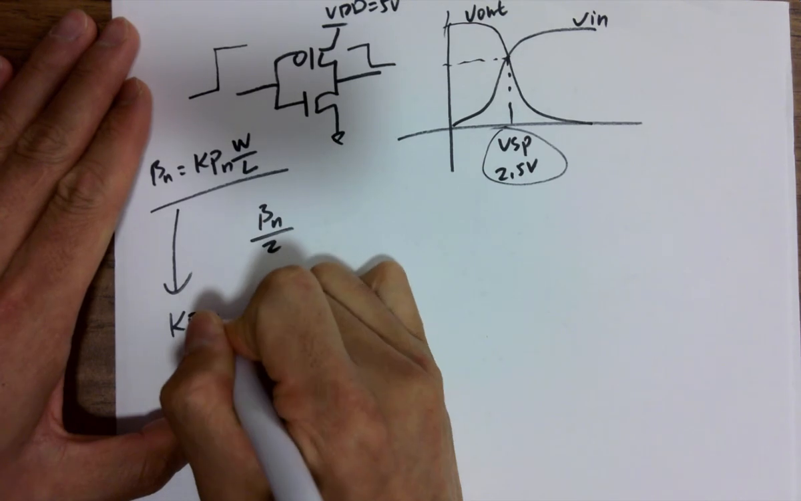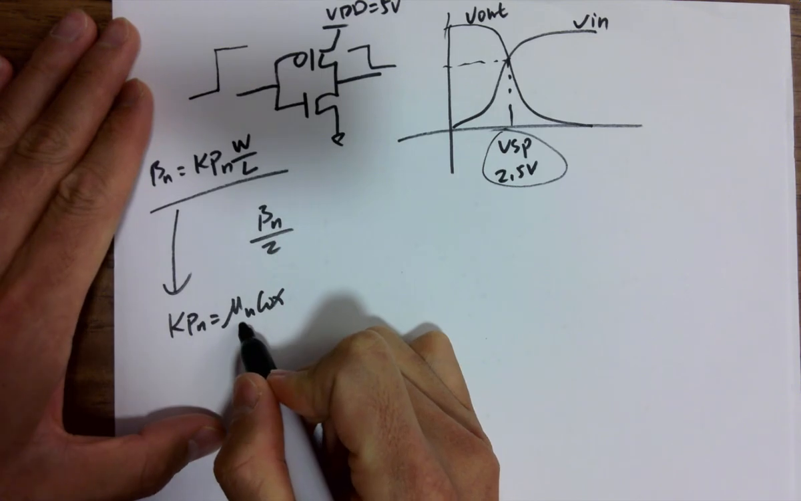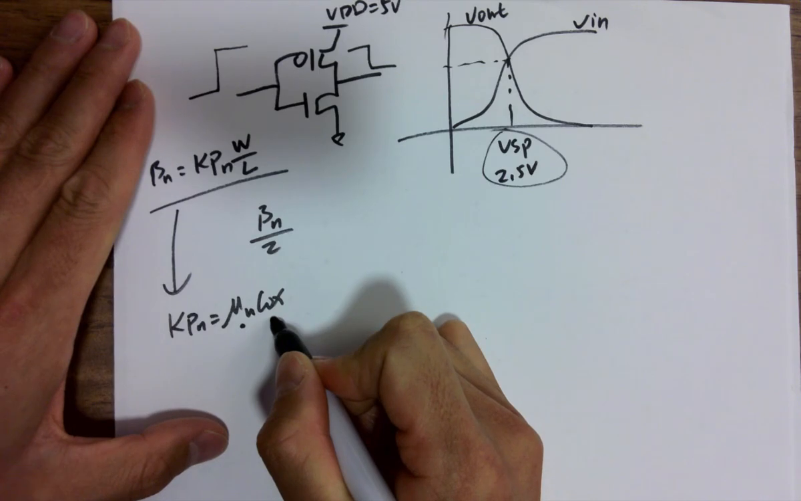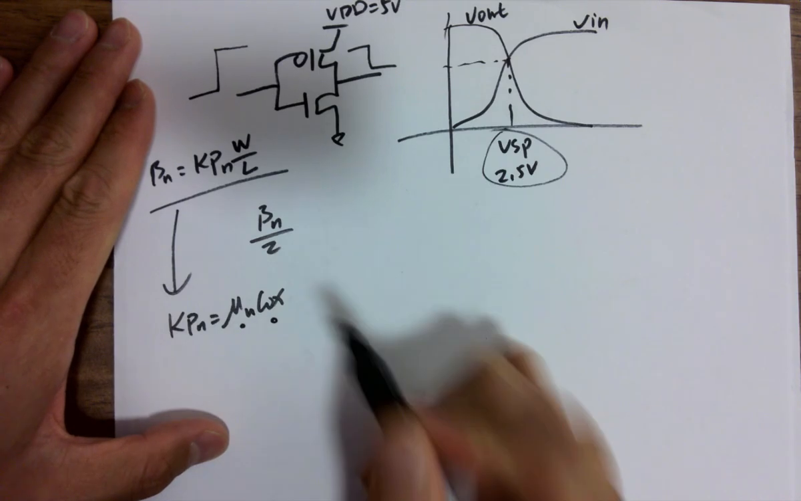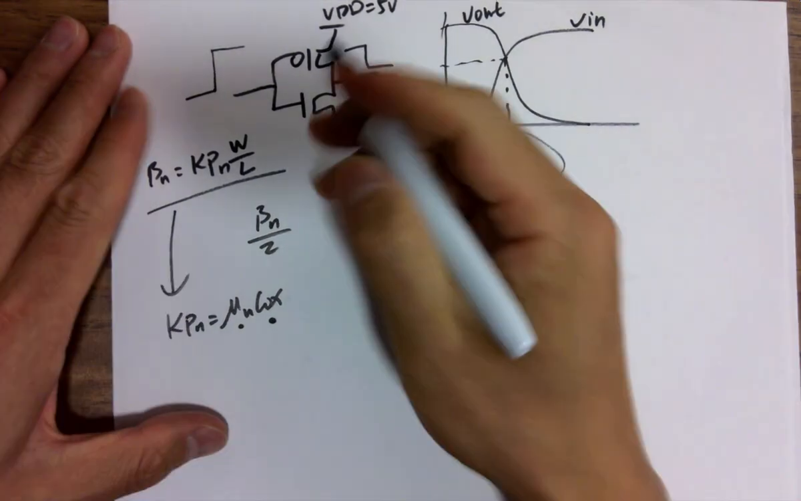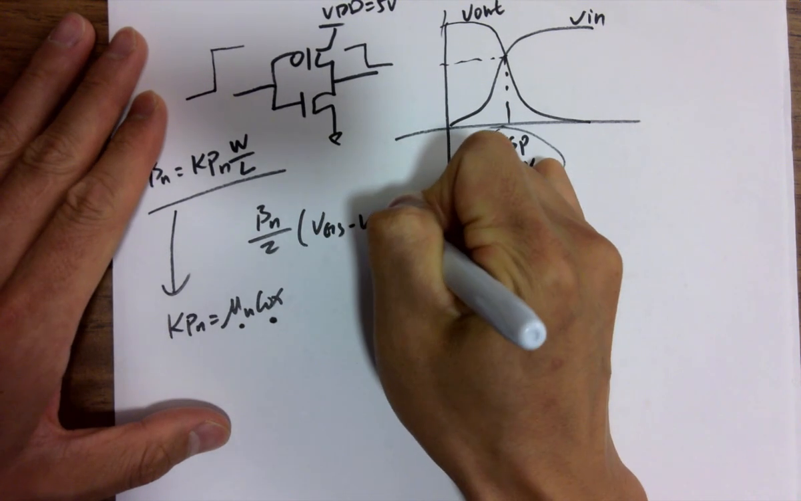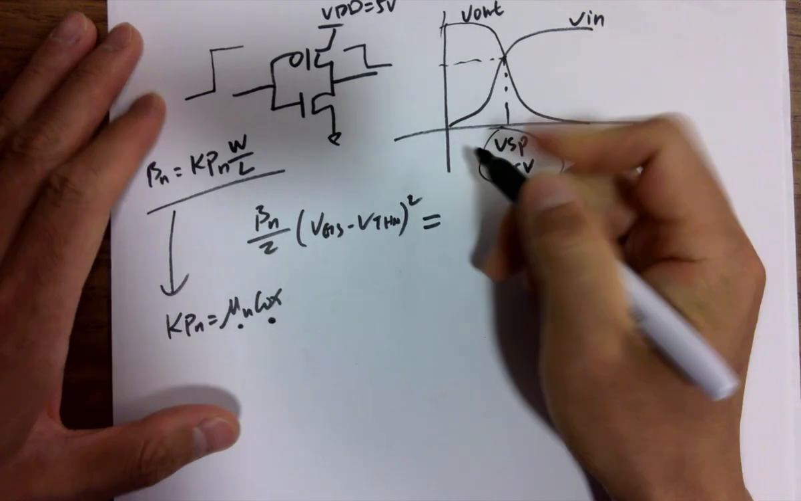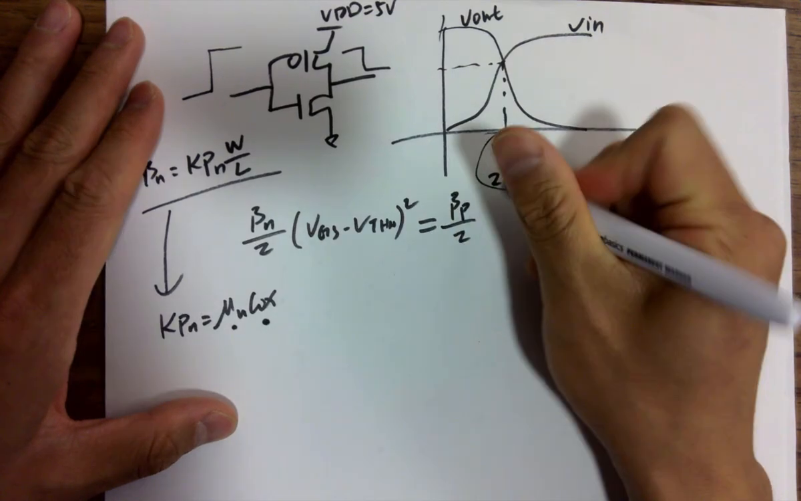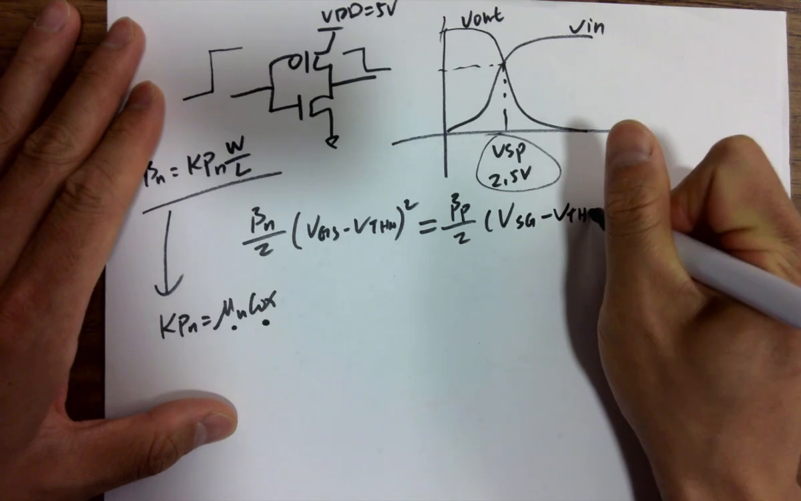What is Kpn? Kpn is mu n COX. Mu n is the mobility of the electrons, and COX is the oxide layer capacitance, the unit capacitance. The square law equation for the NMOS becomes beta n over 2 times VGS minus VTHN squared, and we put on the right hand side the PMOS current, beta p over 2 times VSG minus VTHP squared.